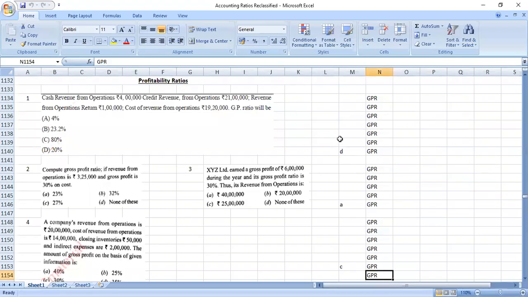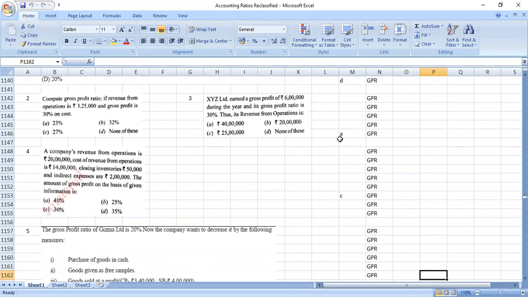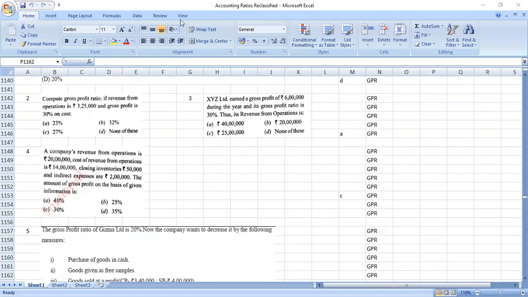Next question. Compute gross profit ratio if revenue from operation is 3,25,000 and gross profit is 20%. In the second question, they've given the gross profit as a percentage of cost.